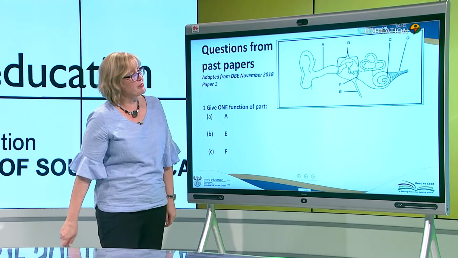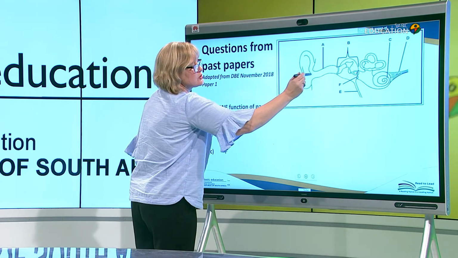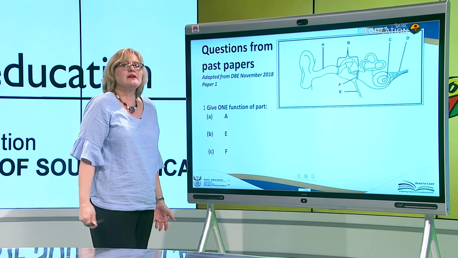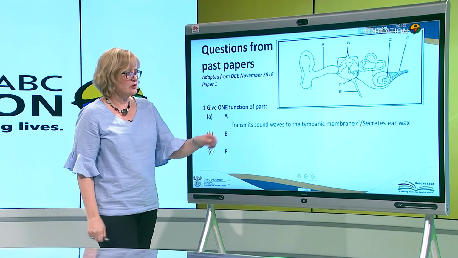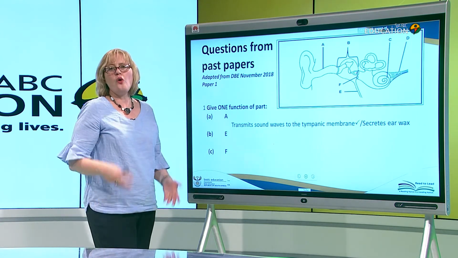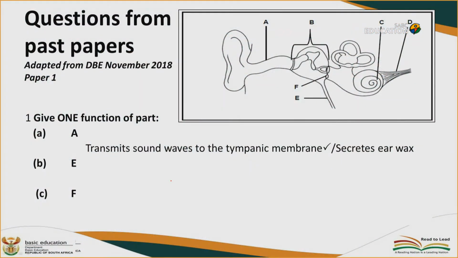Okay, so let's look. Give one function of part A. So where's part A? There's part A. What is this called? The auditory canal. What does that do? It will transmit the sound waves to the tympanic membrane, or if you say secretes earwax, both is correct.